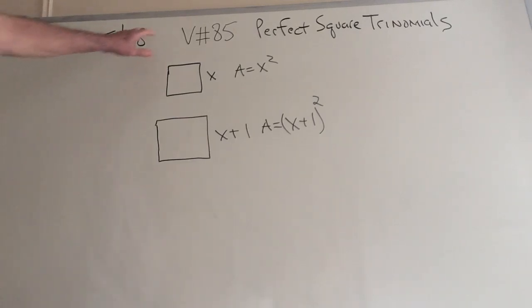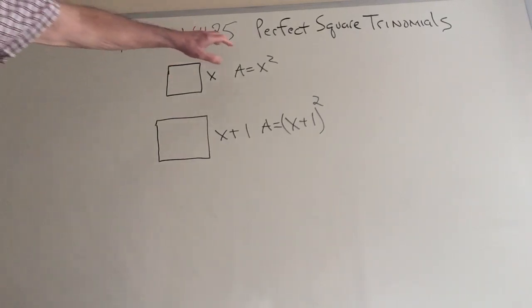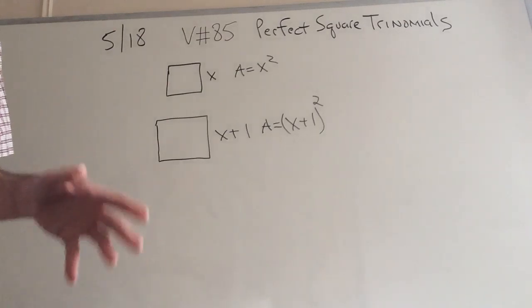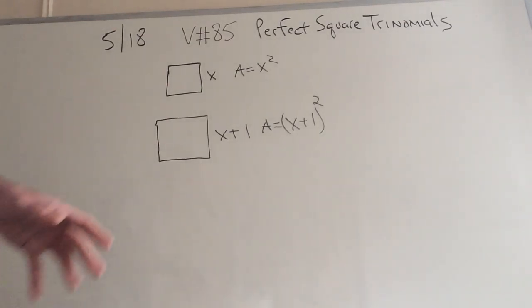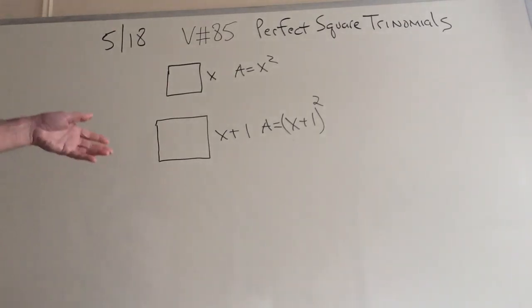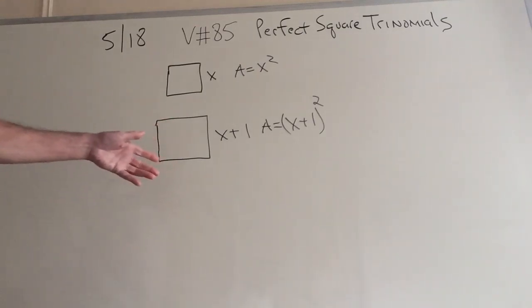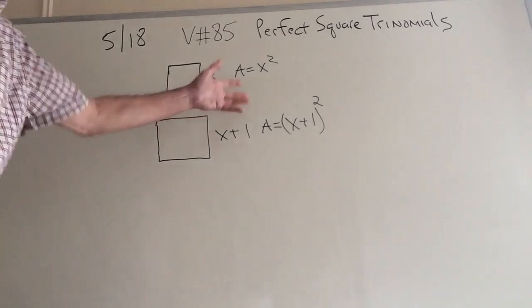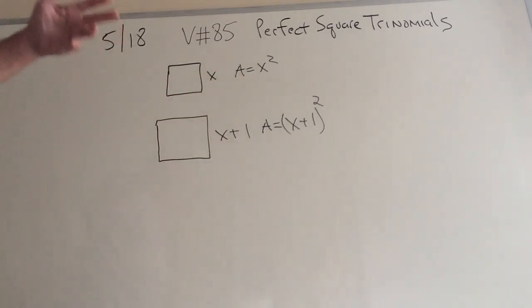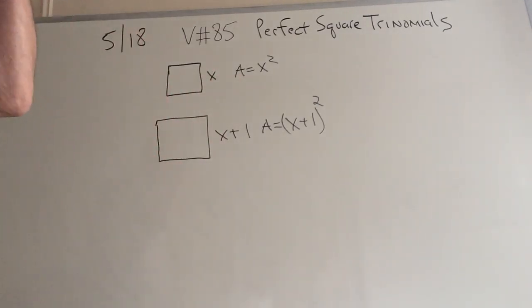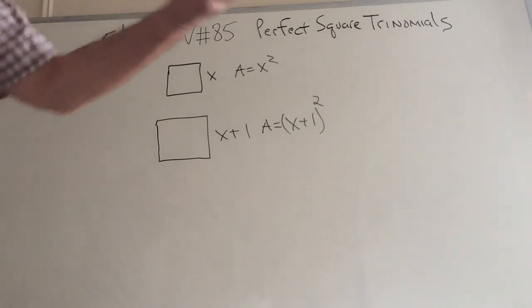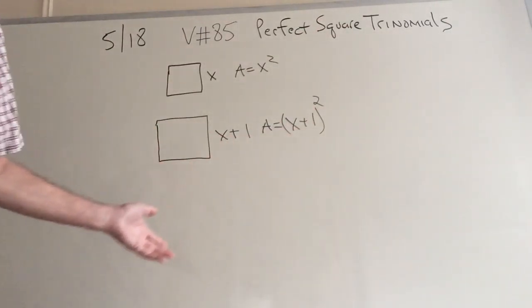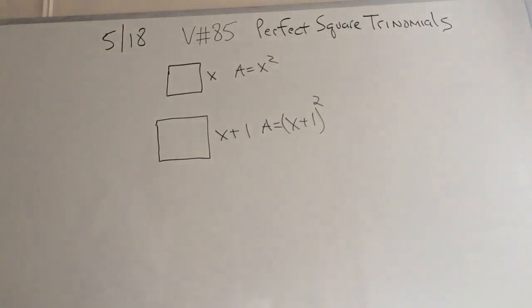Okay, it's 5:18. This is video number 85, and today we undertake a very important idea in Regents math, and that's the perfect square trinomial. So we'll construct a couple easy ones, and then we'll look for rules, and then in the next lecture we'll apply them to numbers, which is typically done at your age.